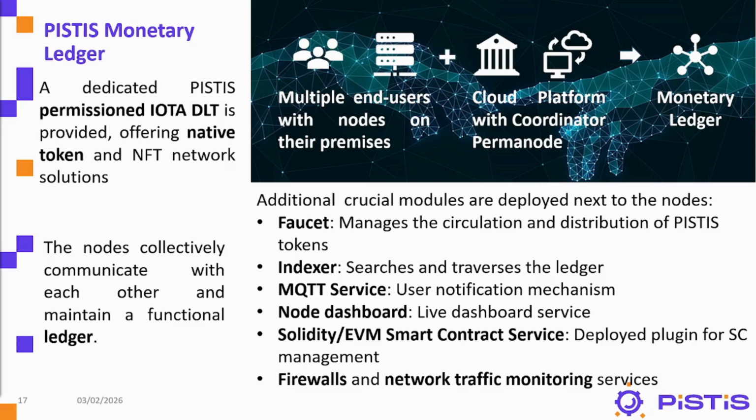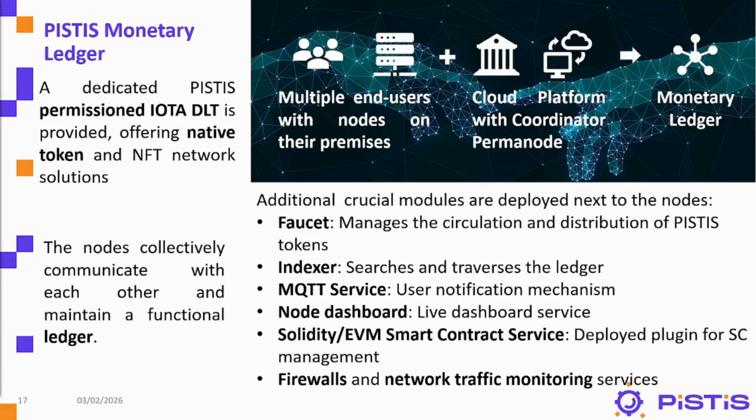The permanode ensures no historical data is ever lost and provides a reference point for synchronization. The permanode also runs the coordinator module, issuing milestone blocks that provide fast finality and network security. Several auxiliary services enhance the monetary ledger functionality. The faucet manages the circulation and distribution of PISTIS tokens, similar to how central banks manage currency supply. The indexer provides efficient searching and traversal of the ledger, enabling quick queries like show all transactions for this user.